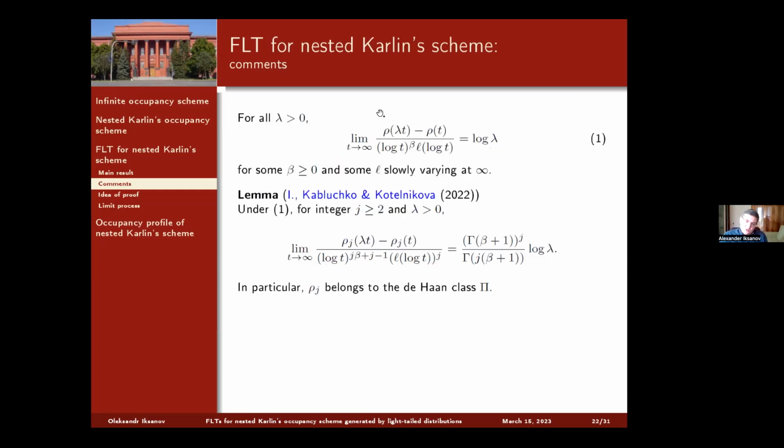And so our additional assumption about the particular form of the denominator in Formula 1 enables us to prove that the following limit relation holds. And since the denominator here is again a slowly varying function, we conclude that indeed the function rho j does belong to the Dehaene class as desired.